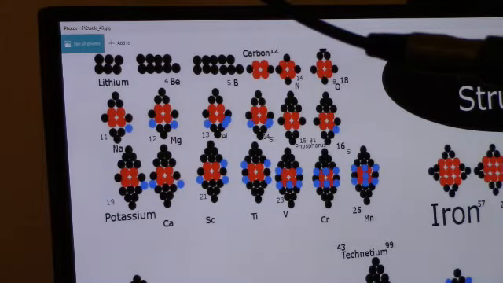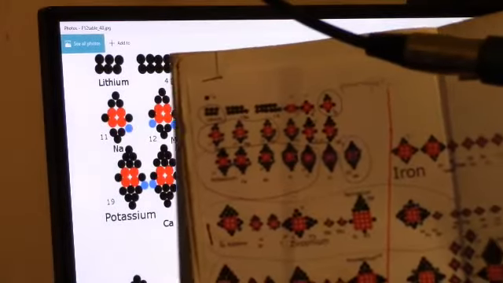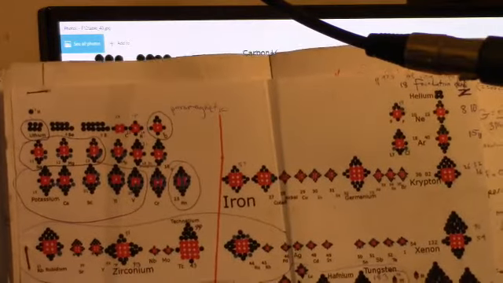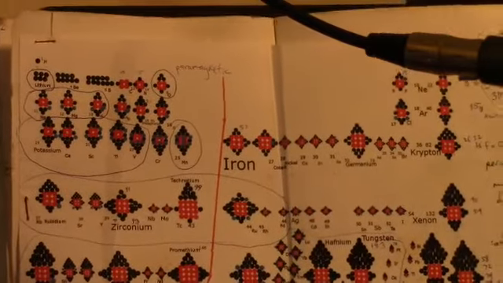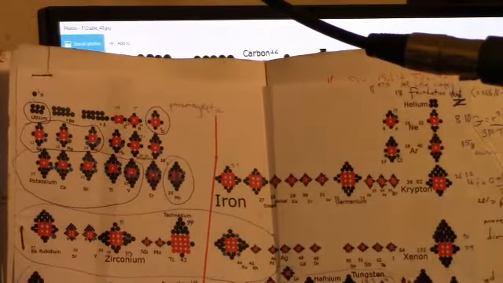Well, I have the list right here. I've already got them circled. Let's see. On the top left, I've got the paramagnetics all circled. And on the right side, these are all diamagnetic.